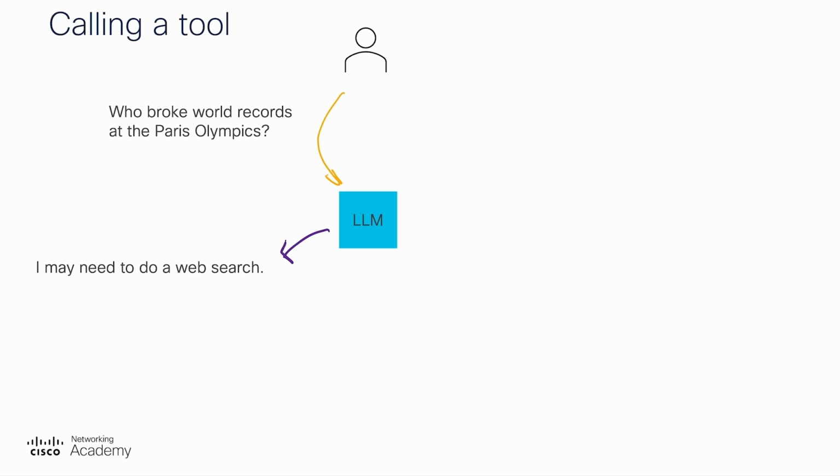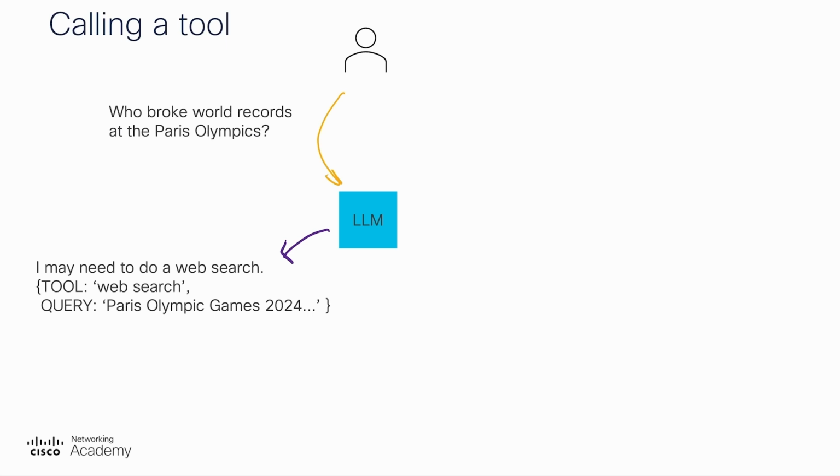So the model outputs text that has a specific standard format. For instance, within curly braces, it has the keyword TOOL in all capital letters, followed by the name of the tool, web search. It also has the keyword QUERY, followed by the query that should go into the web search.